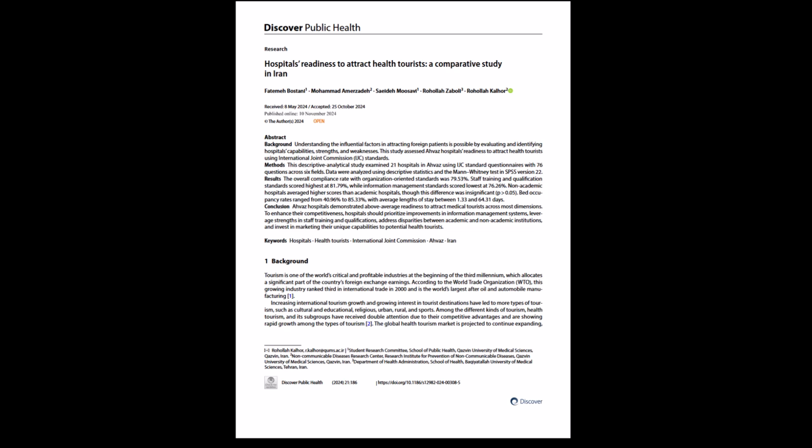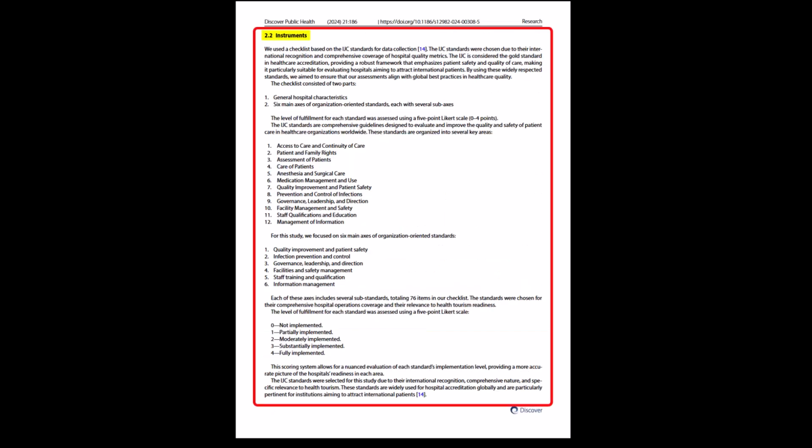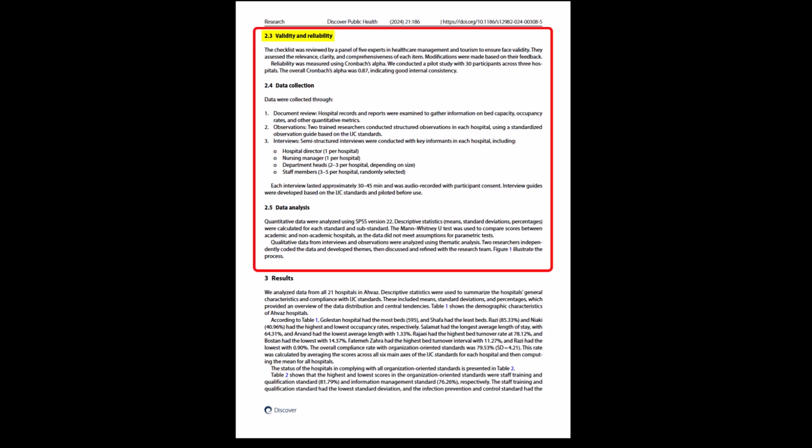After the background, if we scroll just a little bit, we can see the next section is methods. And here the methods section has subsections, including study design and setting, the instruments that they used. For example, here's the layout of what looks like maybe a survey people responded to. Here they discuss how they validated their research, how they collected the data, and how they analyzed the data.